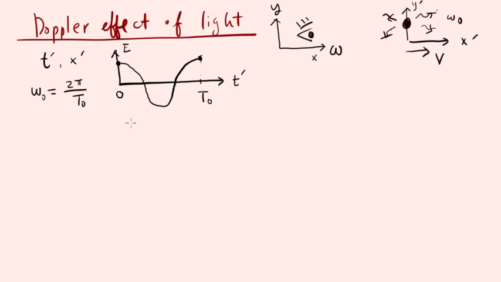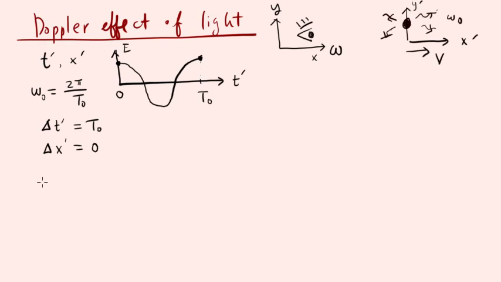Now let's say that between these two events, delta t prime is t sub 0, as we defined here, and delta x prime is 0. Because when we make this plot, the position at which we record this light amplitude is fixed. Otherwise this kind of plot would not actually make any sense. So delta x prime is 0.